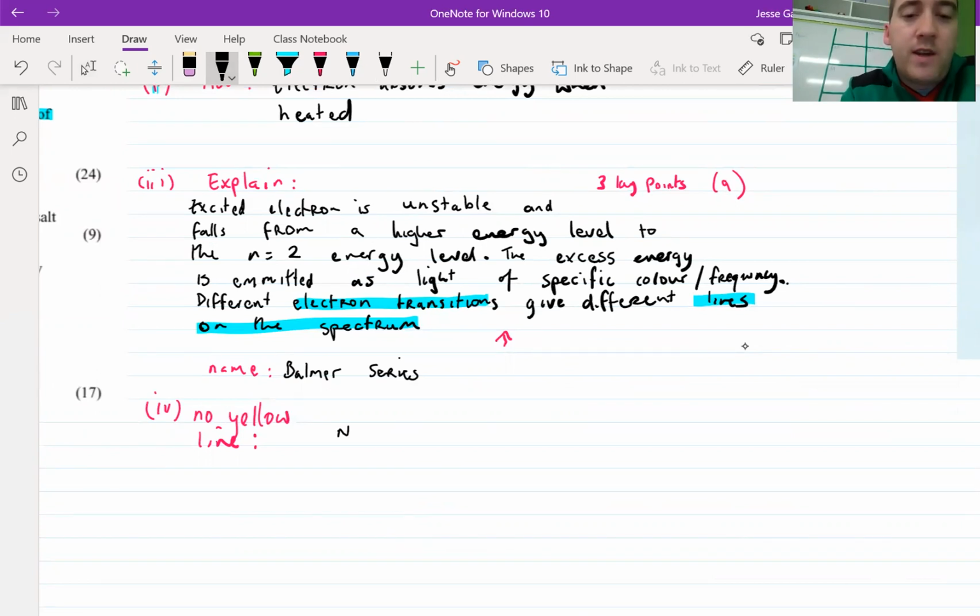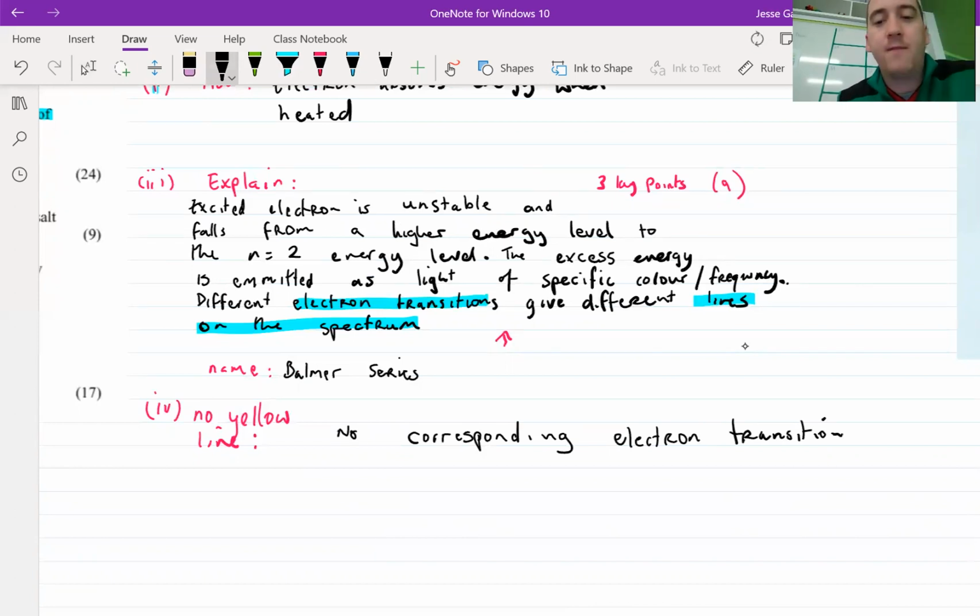So an easy way to phrase this would be no corresponding, or you could say matching. Correspond just means matching. No corresponding electron transition. So there's no transition that would result in a yellow line. The key phrase here is electron transition. That's what creates the different lines. Transition just means moving between energy levels. So there's no corresponding one of those to create a yellow line.